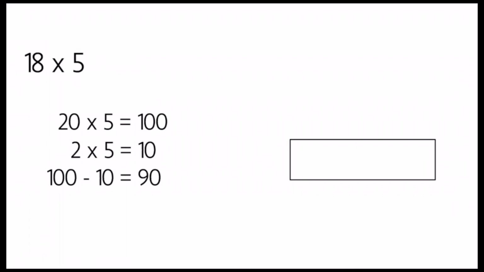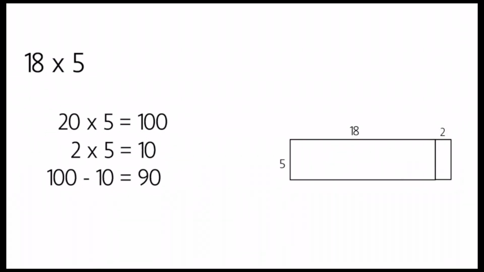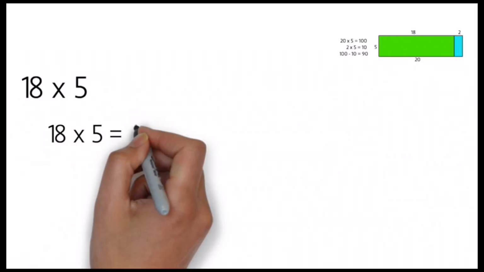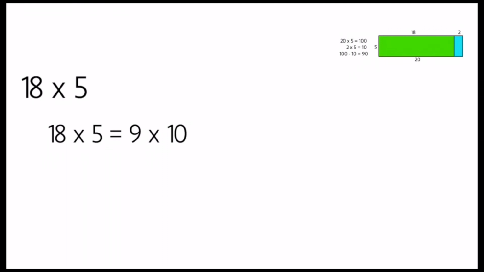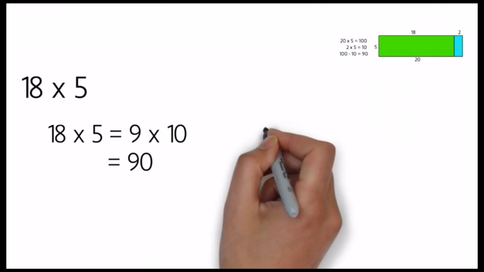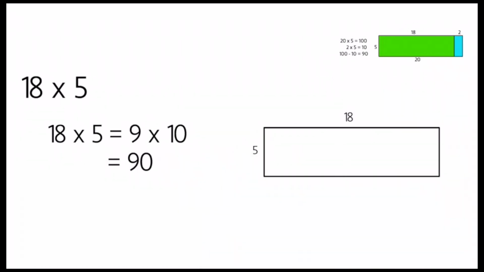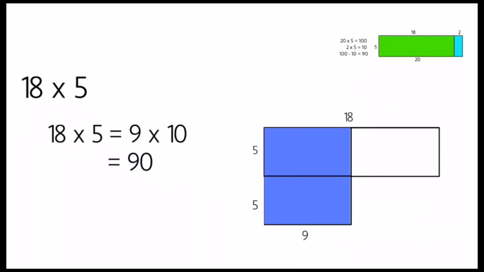So what would that look like? If I drew 18 times 5 as a rectangle like this, we could represent 20 times 5 by saying it would be a slightly bigger rectangle, and we'd subtract this blue part. Another way to think about 18 times 5 is to say it's actually equivalent to 9 times 10. And the visual representation of 9 times 10 is kind of interesting. If our 18 times 5 rectangle looks like this, then our 9 times 10 rectangle would look like this. And that 9 times 10 rectangle has the same area as the 18 times 5 rectangle.